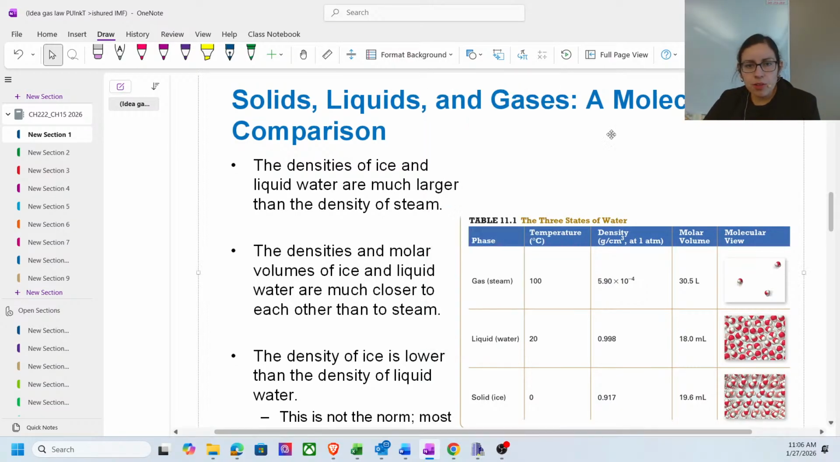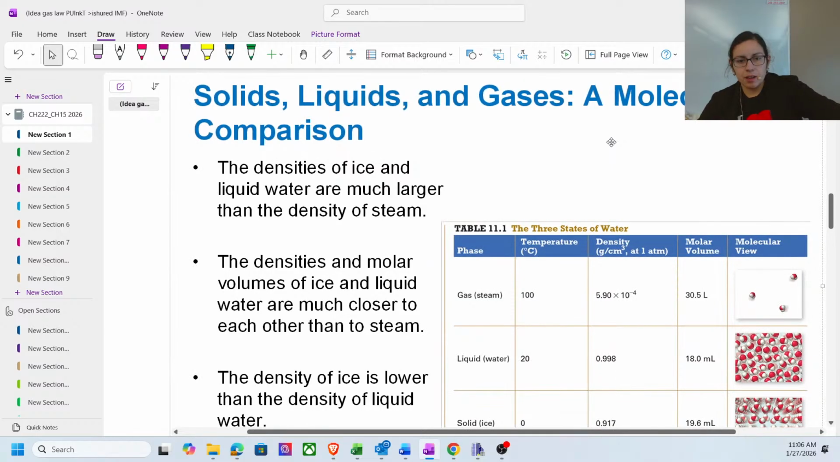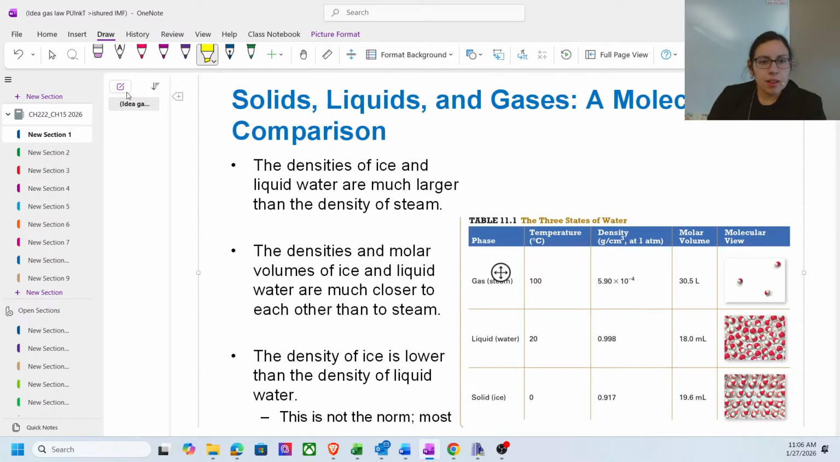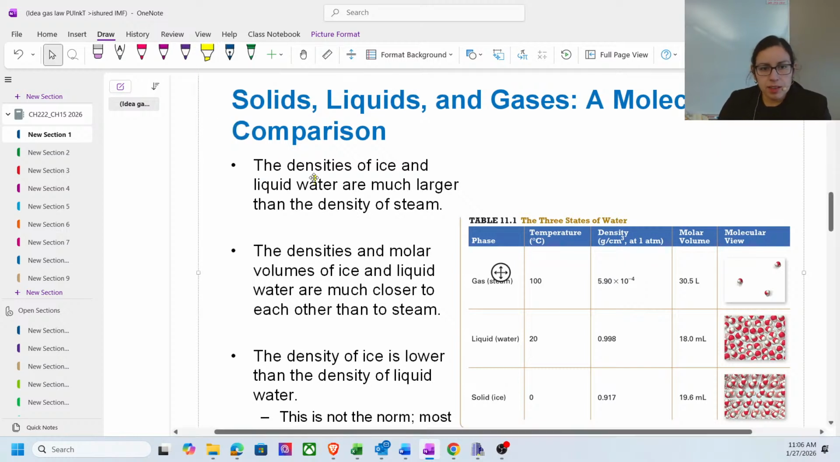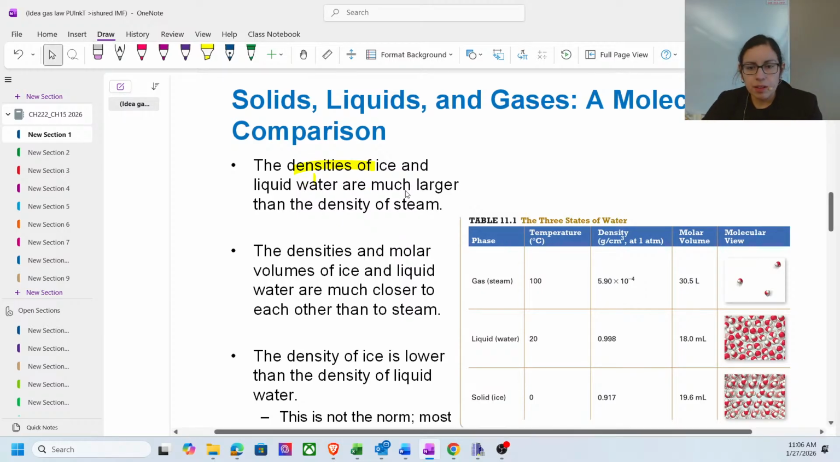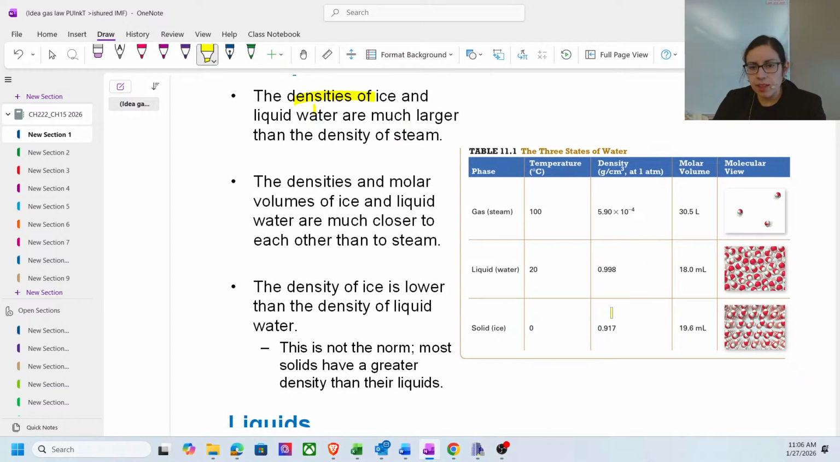So other things we'll look at is ice, and you may know this about ice. What's funny about ice is the density of ice is larger than that of steam, and of course ice is slightly less dense than water. The densities and molar volumes of ice and liquid are much closer to each other. So really we're just pointing out how far apart the particles are with steam, right?